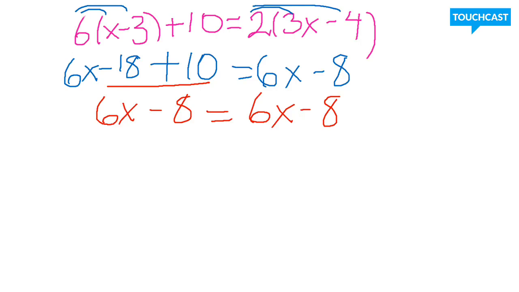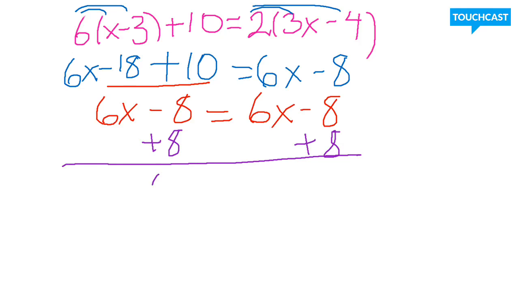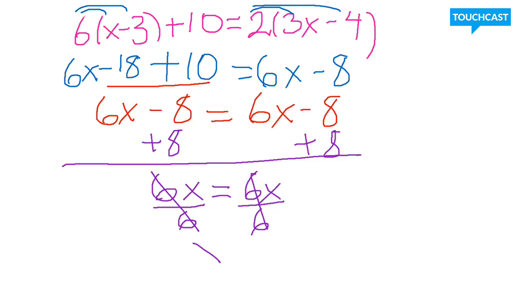So go ahead and try to get numbers on one side, variables on the other. So I'm going to add over this 8 on both sides. We're left with 6x is equal to 6x. Alright, that's the exact same thing. We could go a step further if we want to continue. Divide by 6 on both sides. We're left with x is equal to x.